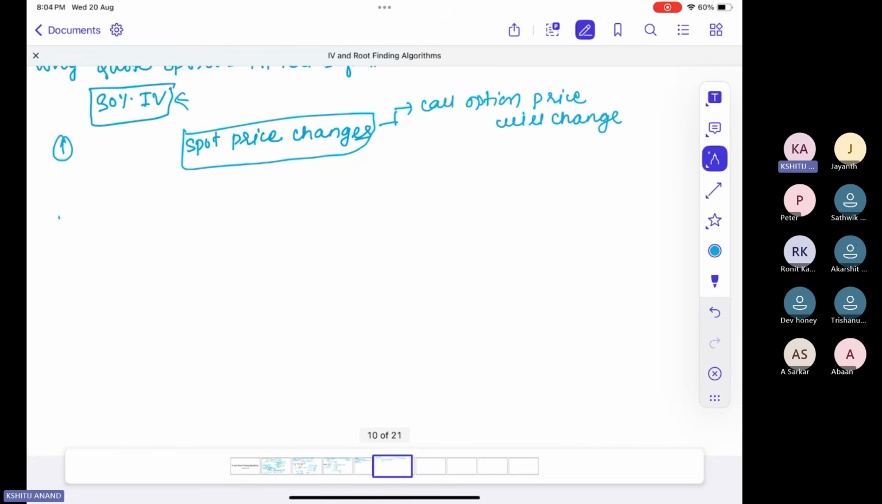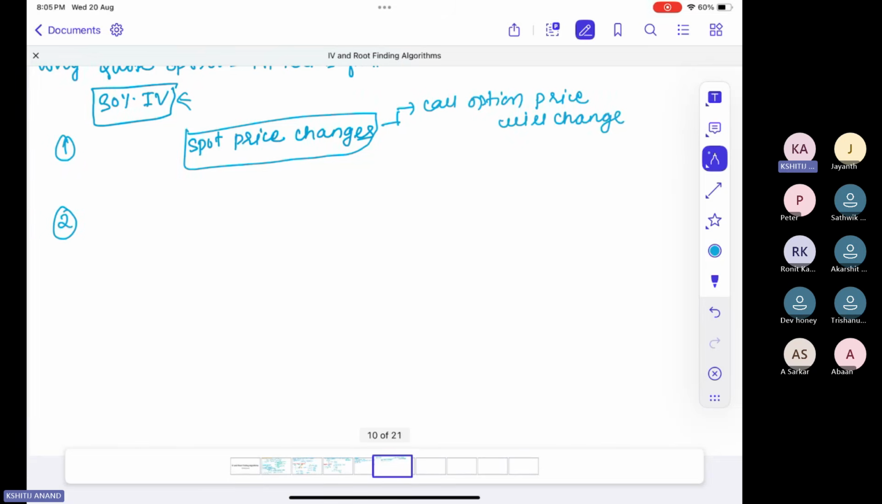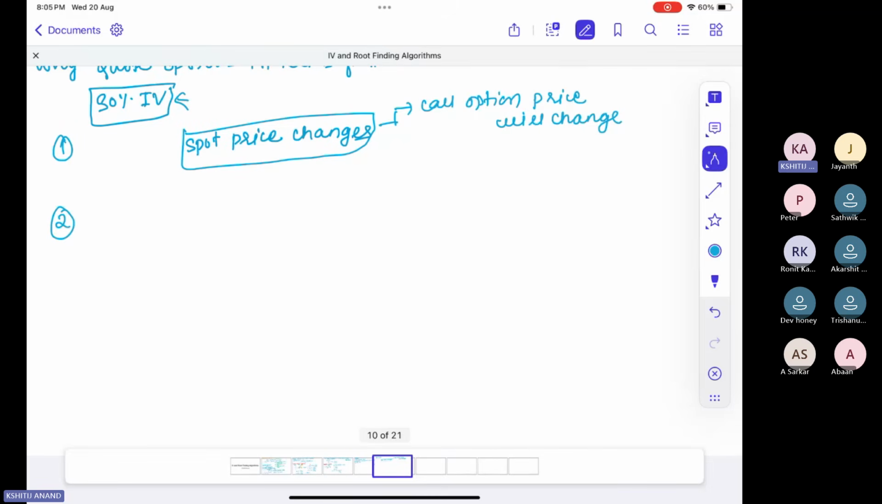Second thing is that for the same underlying, for example Microsoft, there can be multiple options, having different strike prices like 100, 110, 120, 130, and different expiries as well, 1 week, 2 weeks, 3 weeks. Obviously all these options will have different prices, so it would not be possible for us to track the prices of all these options. That's why we quote in terms of IV.